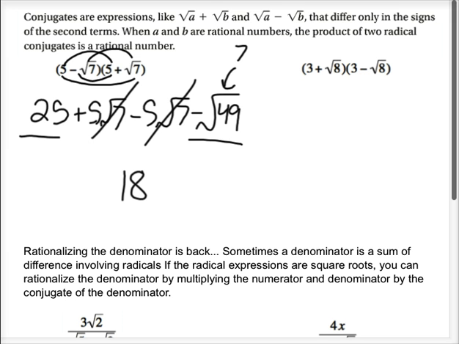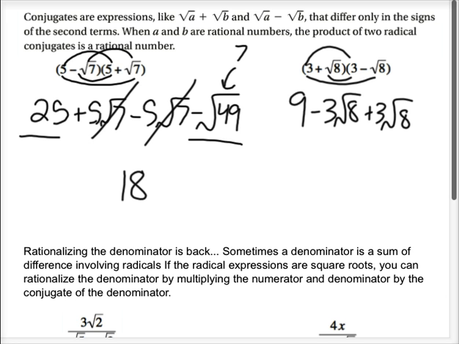Let's say this happened again. 3 times 3 gives us 9. 3 times negative square root of 8 is that. Square root of 8 plus positive 3. Then minus 64 when we multiply those two together. But again, we know square root of 64 is just 8. And again, notice, because of those opposite signs, because of those conjugates, those insides cancel, and all we're left with is 9 minus 8 to give us 1.